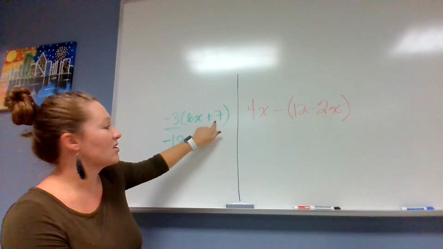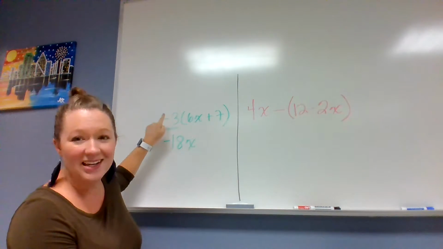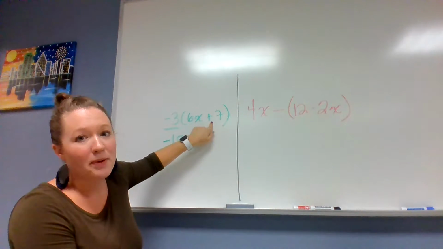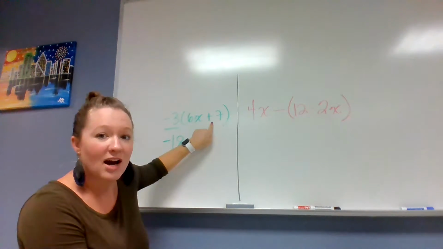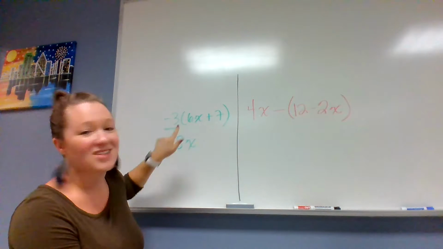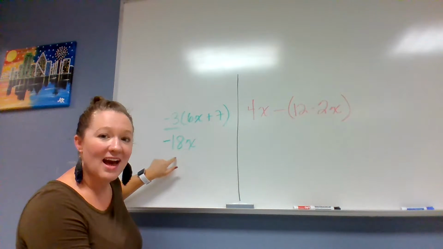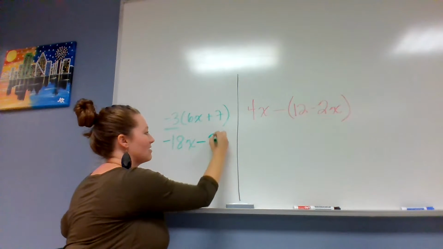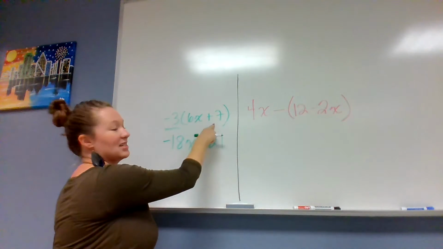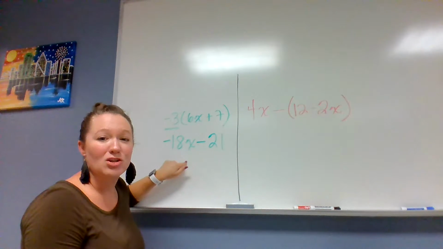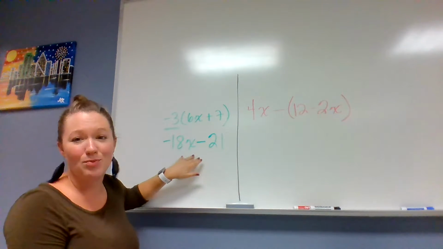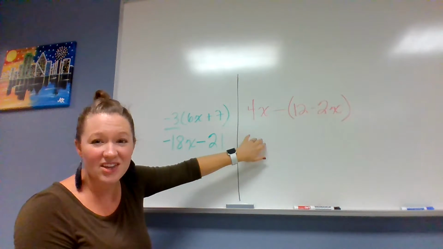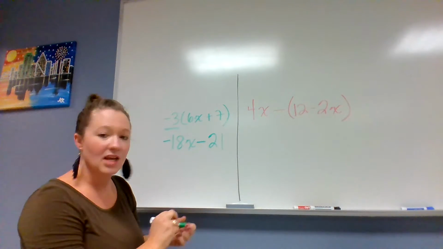And then when I distribute it over here to this +7, I'm looking at -3 times +7. If you use your calculator to do that math, that lets you know that this is a -21. So when I have my -18x here, I'm going to then subtract 21 because my answer is -21. So distributing a negative can really mess us up when we're dealing with our integers. Let's look at this next example.